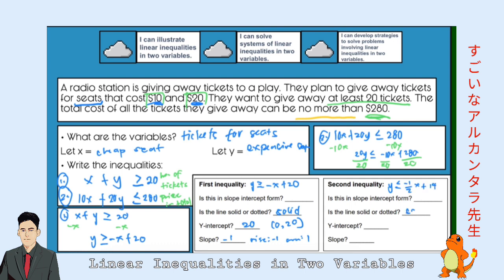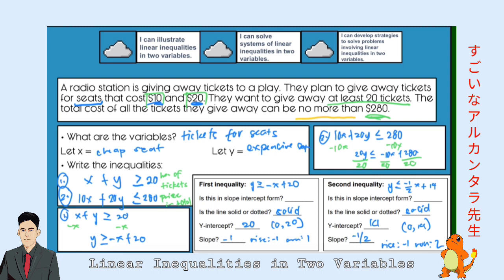So this is still solid. Your y-intercept can be found at 14, or (0, 14). Your slope is negative 1/2. Therefore, your rise is negative 1, and your run is equal to 2. So again, you may try to graph this on your own so that we could save time. With that, draw them on top of each other, and you will see that there is a region wherein they intersect. There are some cases wherein they will not have an intersection, so you have to be careful where you put the shaded region.